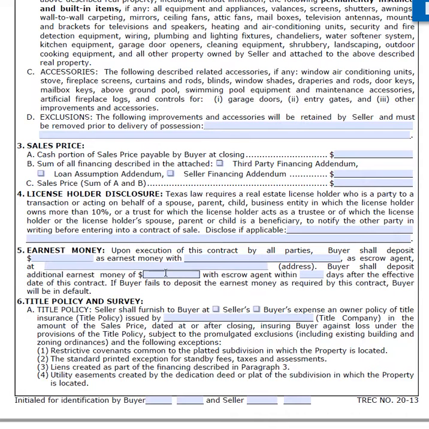And then there's an additional earnest money blank and number of days to deposit additional earnest money. That is very rarely used, very, very rarely, but there are a couple of times when you might use it.